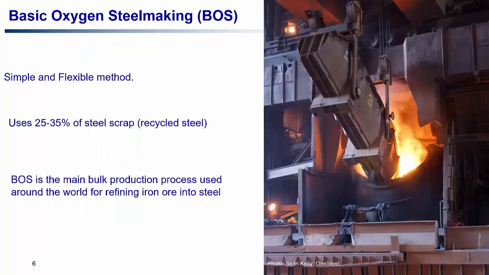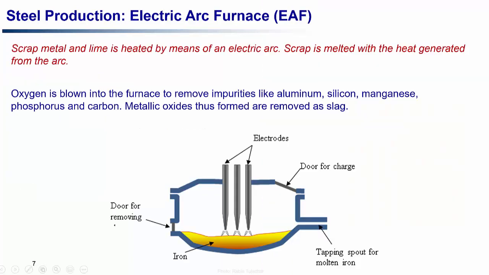The BOS process is very simple and flexible. It is the main bulk production process used around the world for refining iron ore into steel. It also uses 25 to 35% of steel scrap in the BOS vessels. The electric arc furnace process, on the other hand, essentially uses scrap steel to produce new steel. In the EAF process, scrap metal and lime are heated by means of an electric arc. Steel scrap and lime are melted using the electric arc produced by these electrodes. Other metals, if necessary, are added at this stage to form special steel.